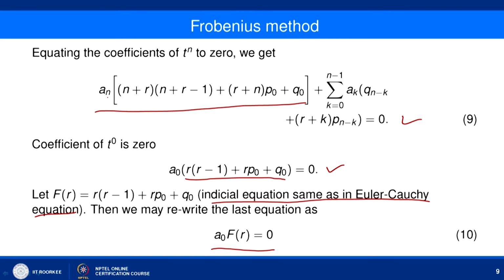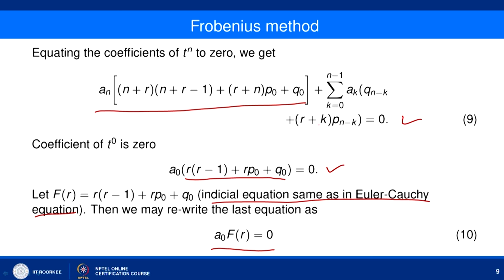So, here n equal to 1, if you put a1 into 1 plus r, here it is 1 plus r minus 1 plus 1 plus n p naught plus q naught, and here when you put n equal to 1, then you will get a term corresponding to k equal to 0. So, here you will get a naught q n plus p n. So, here we are getting this.